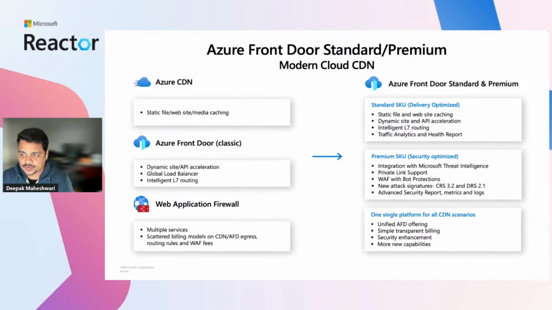Now, Front Door has got two SKUs. We have a classic SKU, which is kind of outdated. We don't recommend you to use the classic SKU. It is still there, and some customers are using it. But as of now, we have two major SKUs: the standard SKU and the premium SKU. The premium SKU is more optimized for security. We've got a section where Nirmal is going to talk about some of the security capabilities of Front Door. That's where the premium SKU comes in. So if your requirement is to apply more security capabilities, then the premium SKU is the way to go.